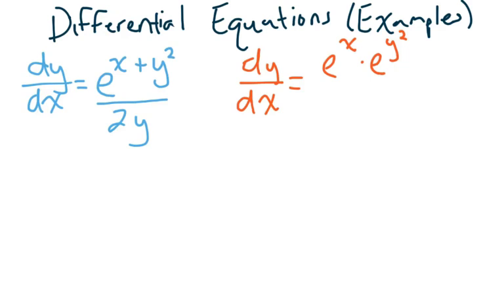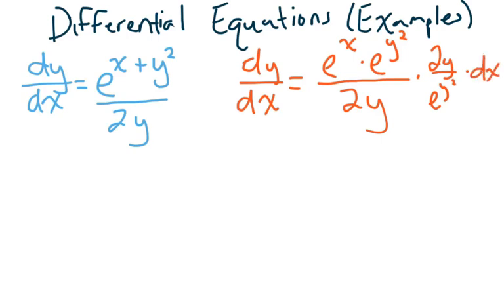Usually, a lot of times we're working the opposite direction of that, but in this case it helps us out to do this in this direction. And then we still have 2y in the denominator here. Now I'm going to do my separation. It's pretty easy. I'm going to multiply both sides by 2y over e to the y squared. And I'm going to also multiply both sides by dx. 2y over e to the y squared.